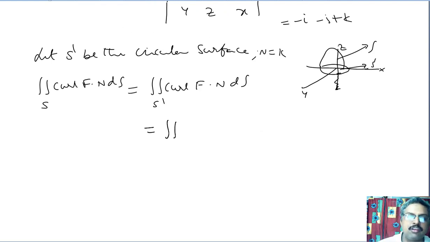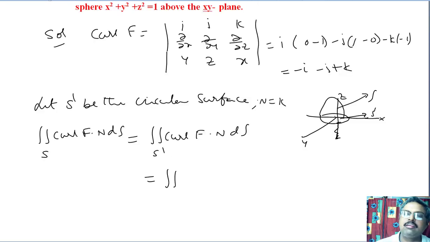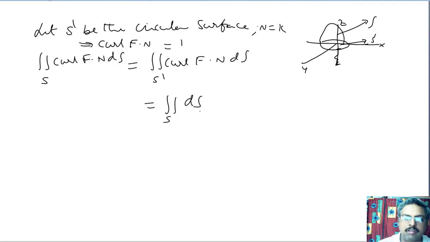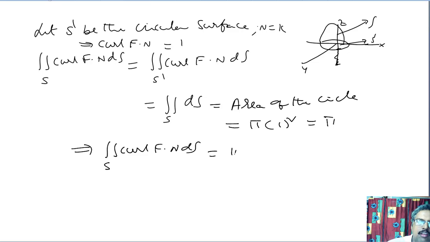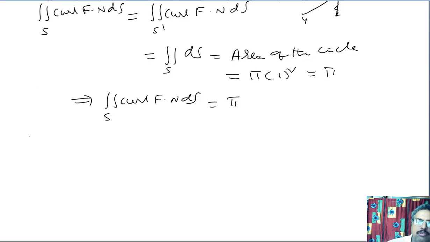Now curl f dot n is 1, already discussed. Now what about curl f dot n? I will write here. Curl f dot n equals, now here k dot k is 1. The double integral of ds is nothing but the area, the area of the circle, pi into r square. That is, pi is the answer. The double integral of curl f dot n ds over the surface S equals pi.